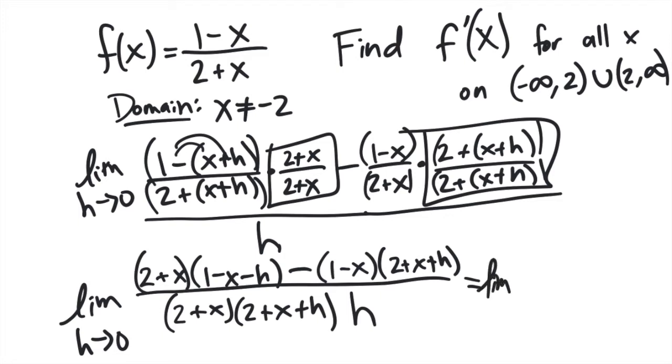So this is still the limit as h goes to 0 of, I'm just going to write it as 2 plus x times 2 plus x plus h all times h, and just leave that on the bottom.